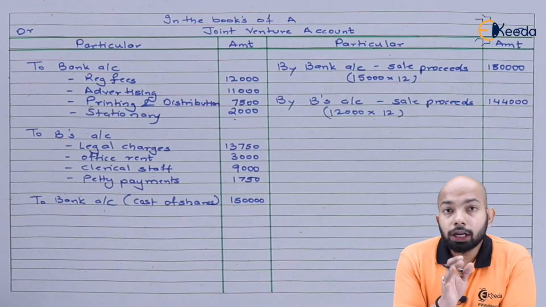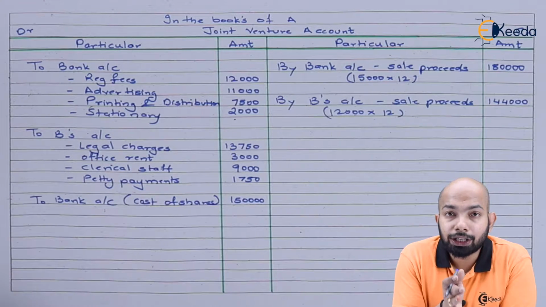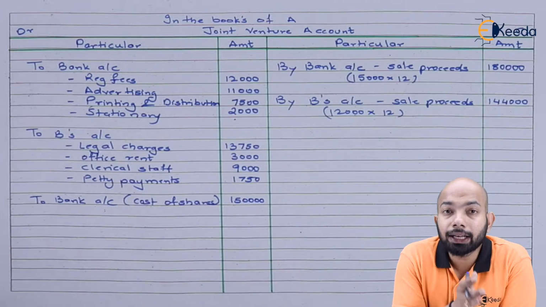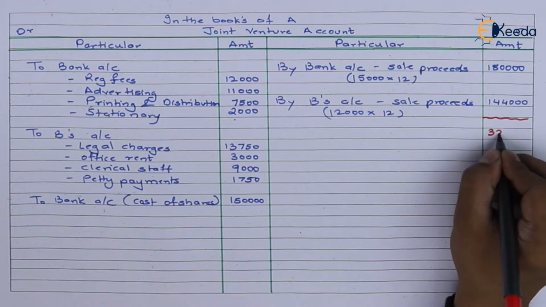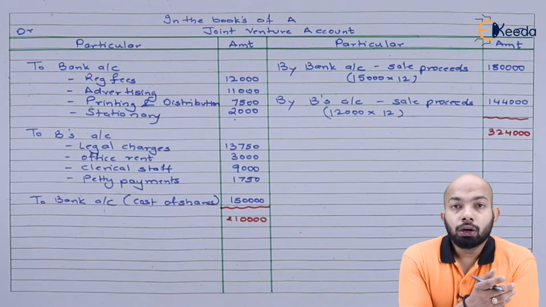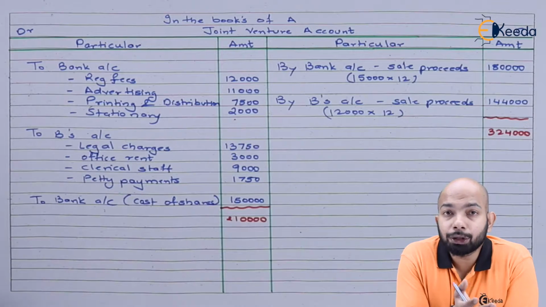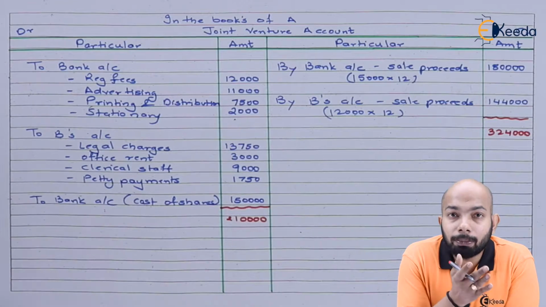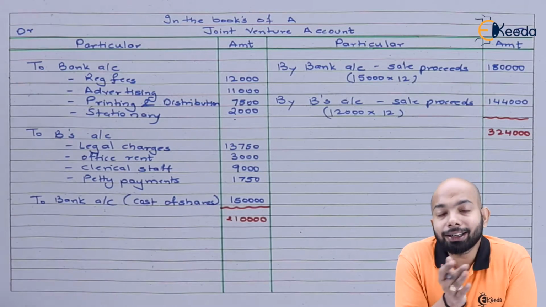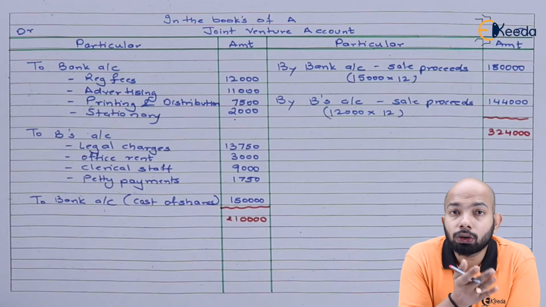Let's record that. Now with this, we have mentioned all the expenses and all the incomes that are related to the joint venture. Now it's time to figure out whether there is profit or loss. So let's calculate the interim balance here. The interim balance shows that the debit side is less as compared to the credit side. 2,10,000 is the total of the debit side, and the credit side total shows 3,24,000. That means there is a profit here. So let's record the profit.